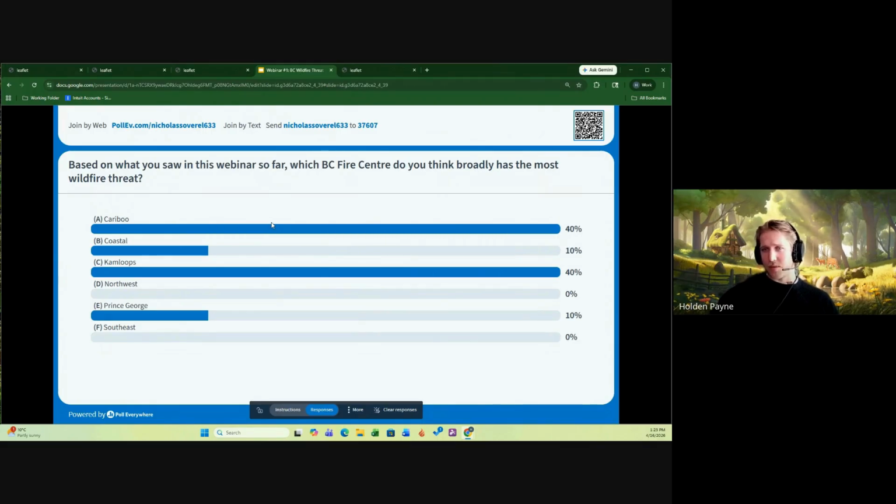Wow, a lot for the Kamloops already, a lot for the Cariboo. Okay. Some for the coast. That is surprising. Okay, nice. Yeah, a lot in the Cariboo. Cool. Okay, I'll give everyone another 10 seconds to see if we get any more comments. But it seems like most of the Cariboo and the Kamloops and a little bit up in PG. Expected more in the Southeast. That's kind of surprising.